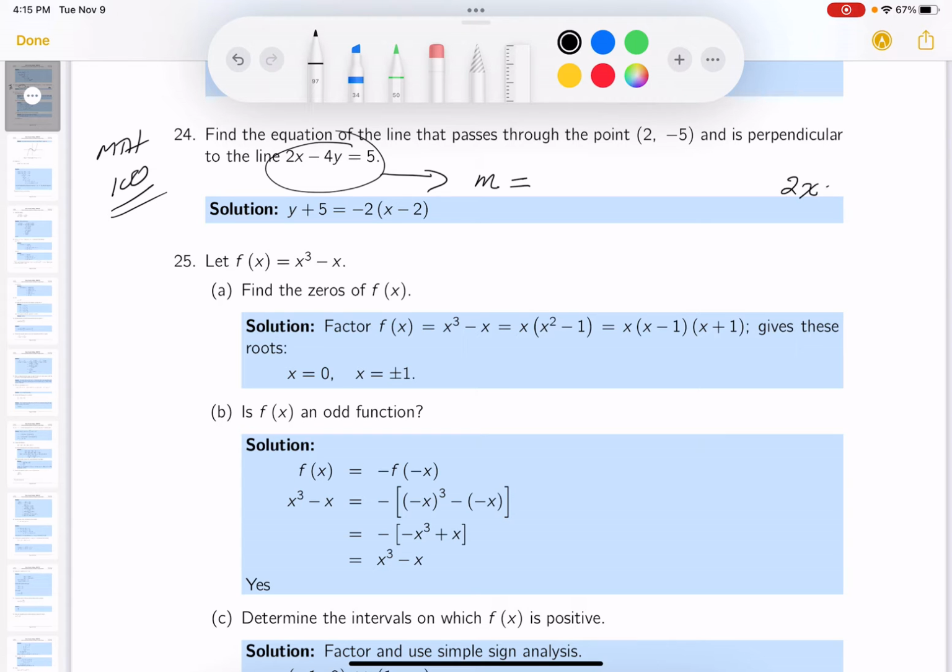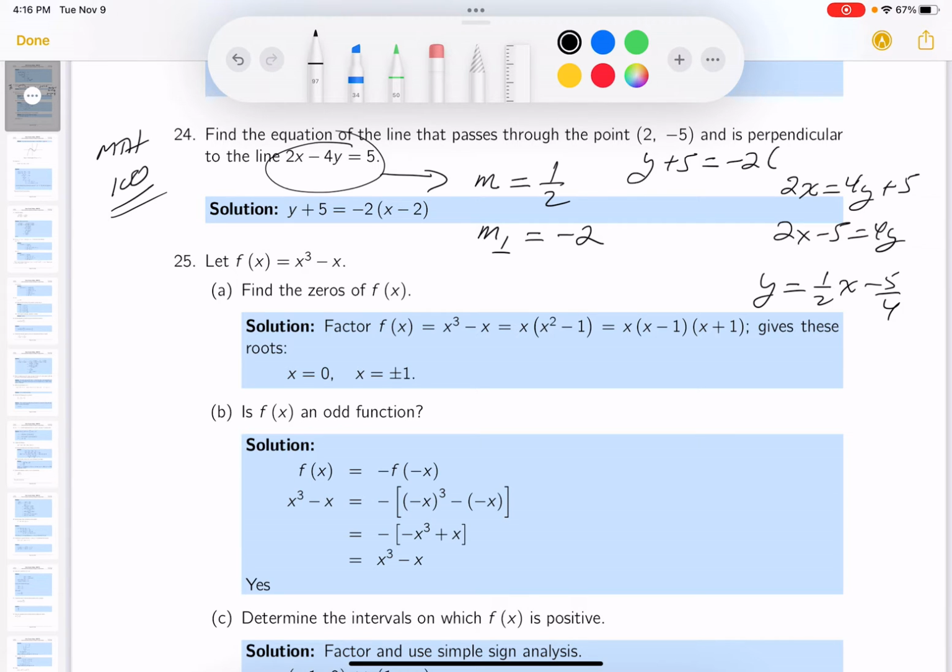This looks like 2x minus 4y plus 5, and then 2x minus 5 equals 4y. And then I'd say y equals, well, I'm dividing by 4, so 1/2 of an x minus 5/4. So the slope of this line over here is just 1/2. Now, what's the slope of a line that's perpendicular to that one? It's the negative reciprocal, so minus 2. So let's write this down, in this form over here. y minus y1, there's going to be y plus 5, equals the slope, which is minus 2, and then x minus 2, which is the x coordinate.